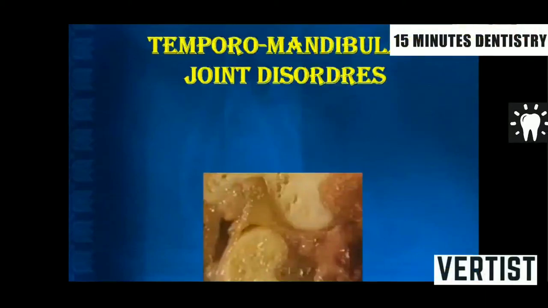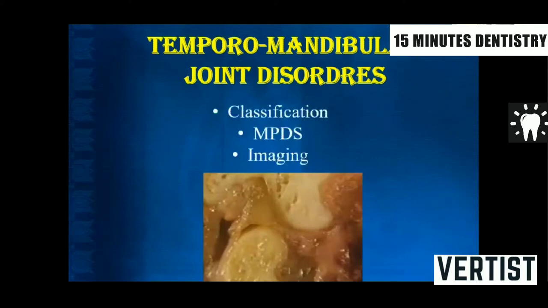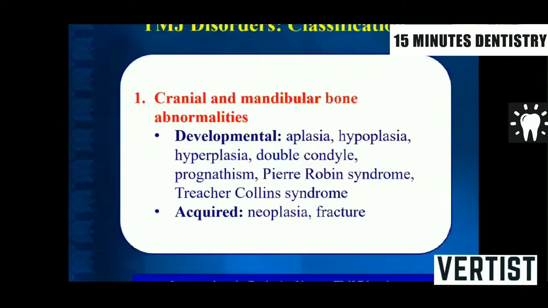Very important topic, that is temporomandibular joint disorders. But if you see the question papers for the BDS level, what we were taught, the most important things that you have to remember is the classification, MPDS and imaging. So I am restricting my lecture to these three things. Okay. So first is the classification of TMJ disorders.